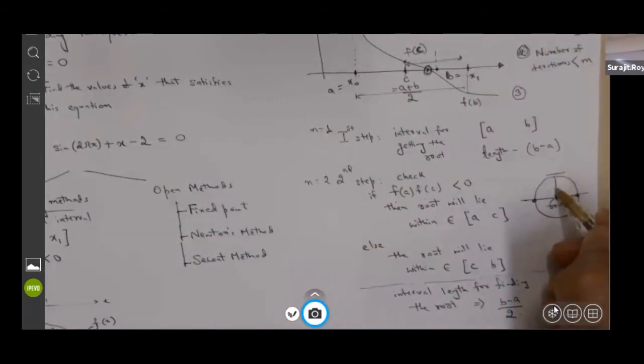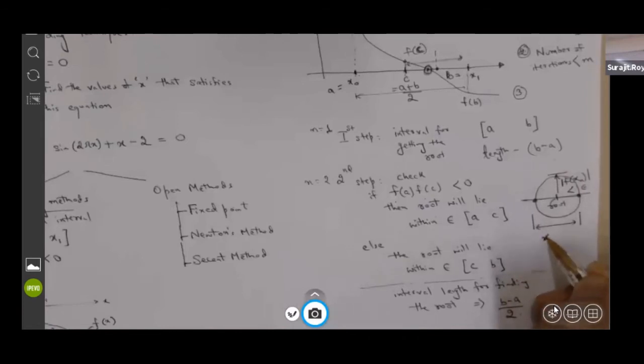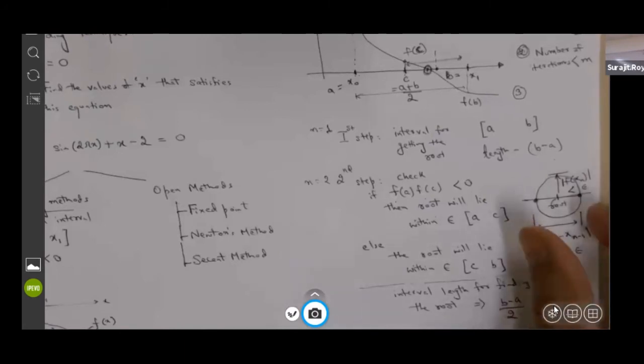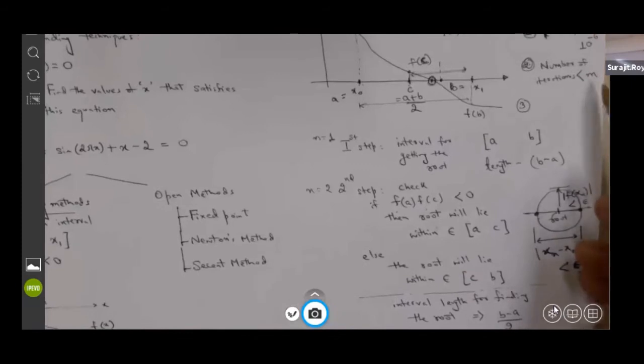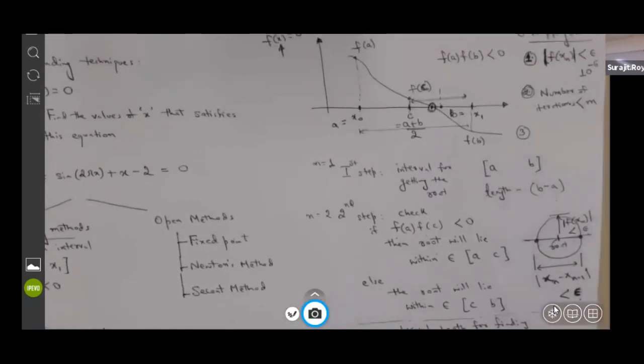So you can either select this value, where the absolute value of f of x n can be less than epsilon, or you can say that this diameter, x n minus x n minus 1 or x n plus 1 minus x n, whatever range you select, should be less than epsilon. So either this entire range, the error, is less than the threshold value, or the function value is less than the threshold value, or the number of iterations is less than the maximum number of iterations, which is a constraint that needs to be considered. Does that make sense, guys?